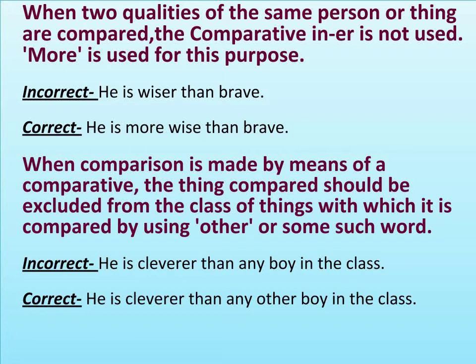When comparison is made by means of a comparative, the thing compared should be excluded from the class of things with which it is compared by using other or some such word. So we can understand with a sentence. He is cleverer than any boy in the class. Not any boy. He is cleverer than any other boy in the class. Other must definitely come there. That is the rule that is being said here.